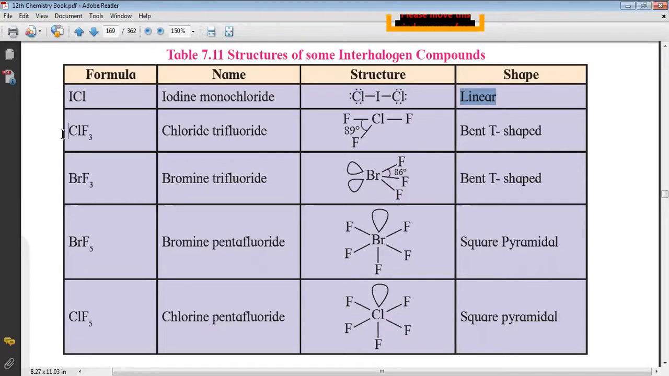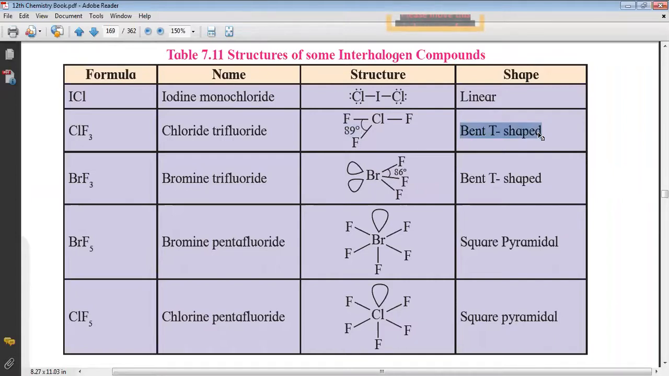But when we go for ClF3, it is chlorine trifluoride. There is a correction. You write it, chlorine trifluoride, and let us go for its discussion. So it is ClF3. Bond angle is shown. We will decide it later on, no problem. And it is a bent shaped structure.